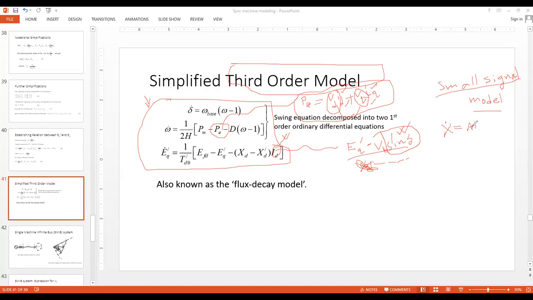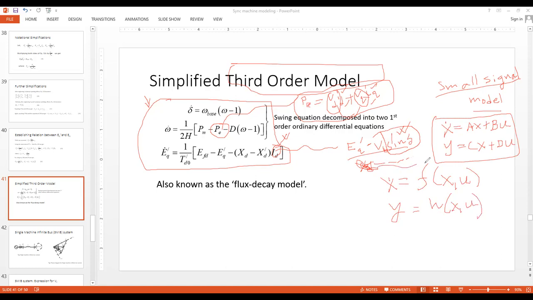So x dot equals Ax. That is our next target. Inshallah, we will start it after the Eid vacation. And y equals Cx plus Du. So starting from a nonlinear expression, x dot equals f of x, u, which was the state space model expression we started with, and y equals h of x, u, which was the output equation, from this nonlinear model we will go to this linear model, and we will call it the linearized state space model or the small signal model.